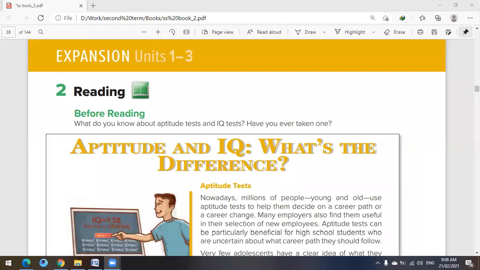Welcome, my dear students. Today we are having a reading lesson. So, focus well and open your book page number 34. Open your book page number 34. Hurry up, open your books.